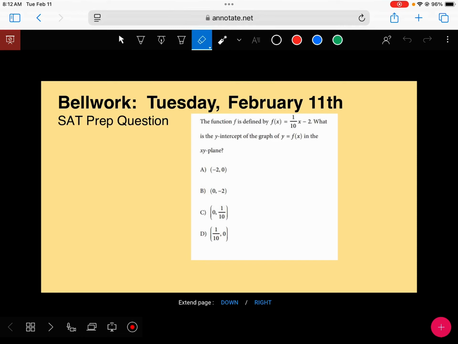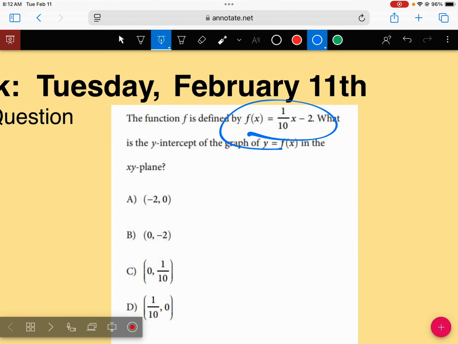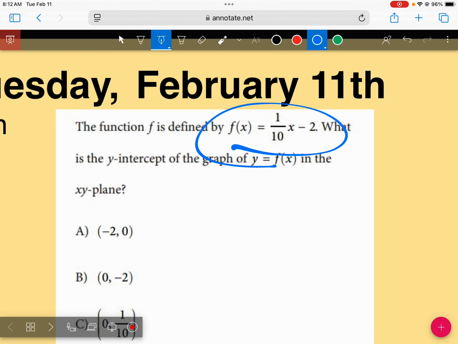So any guesses? This is an SAT prep question though. So we have the equation. This is our equation. Who remembers y equals mx plus b?